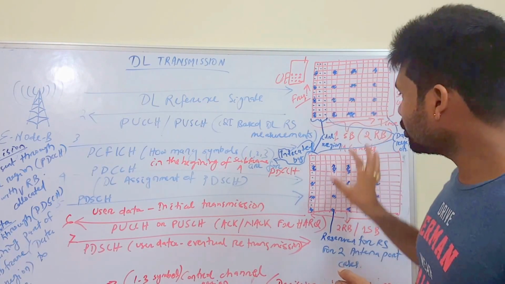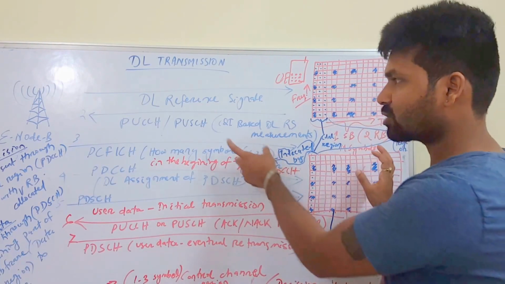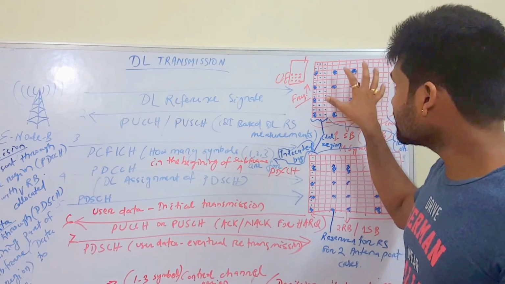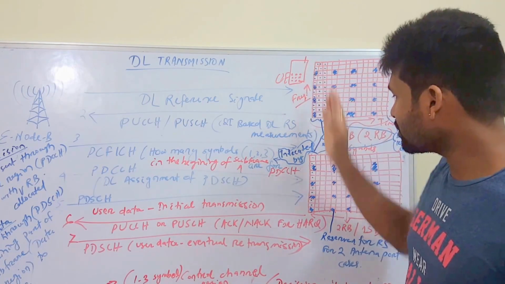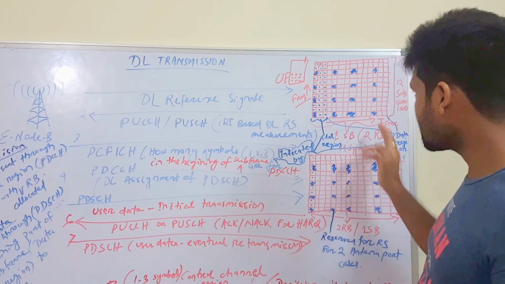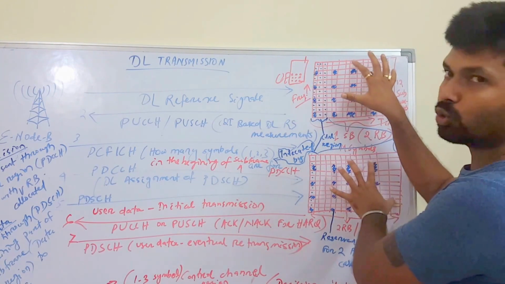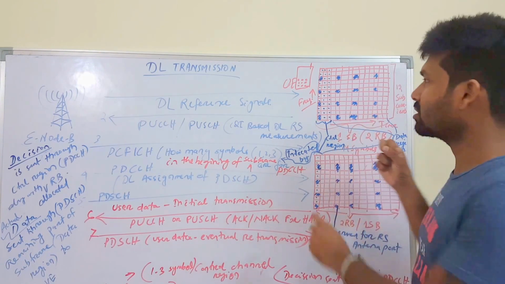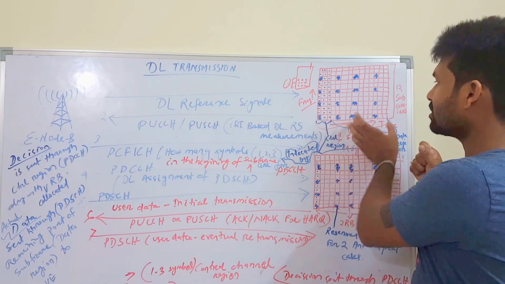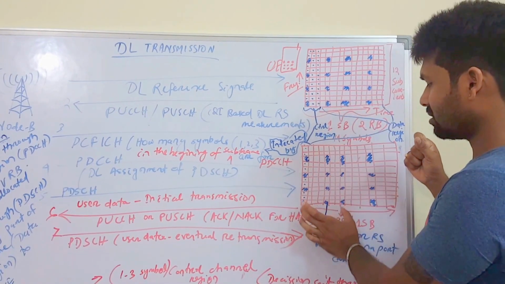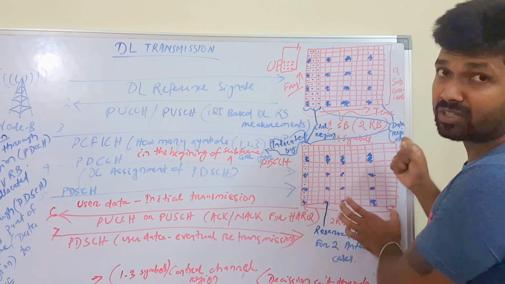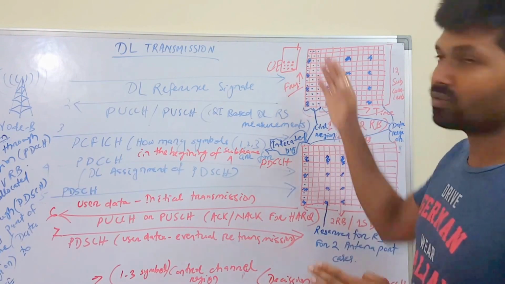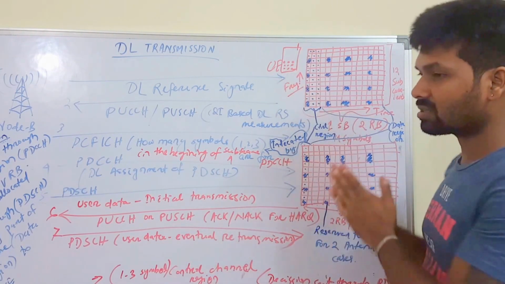So I have taken two examples to explain this third step. This is one scheduling block, this is the frequency axis, this is the time axis. I have taken two different scheduling blocks. One scheduling block is two resource blocks, so 7 symbols and 7 symbols. Again here, the same 7 symbols and 7 symbols. So in the time domain 14 symbols and in the frequency domain 12 subcarriers.